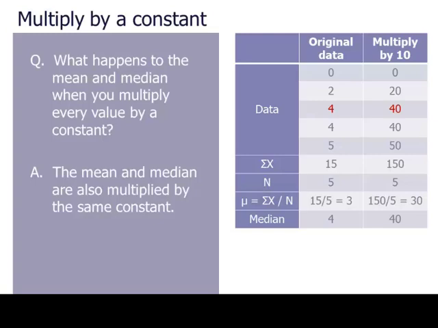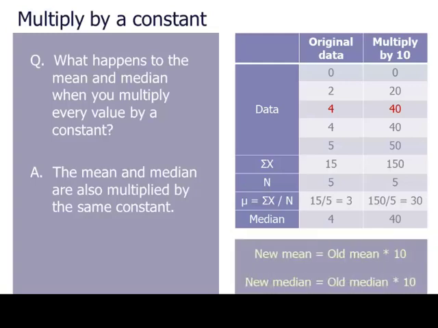Note what we've done with this example. We've multiplied each element in the original dataset by a constant 10. And what has been the effect? The new mean is equal to the old mean times the constant 10. And the new median is equal to the old median times the constant 10. This example illustrates the following rule. When you multiply all of the values in a dataset by a constant, you also multiply the mean and median of that dataset by the same constant.